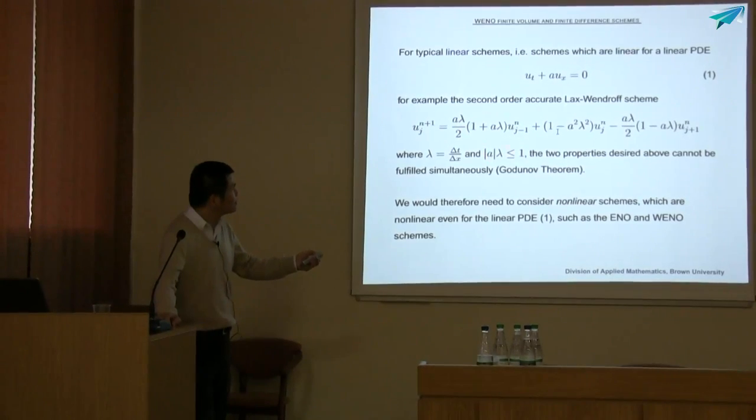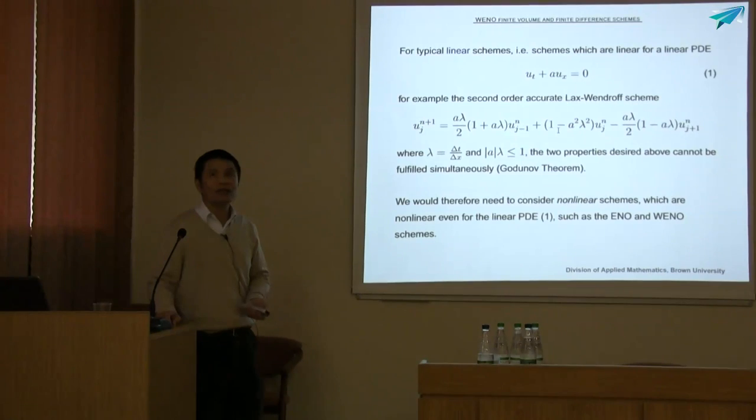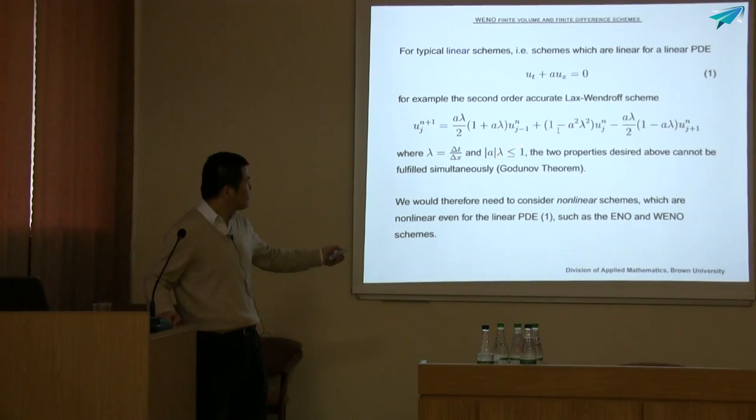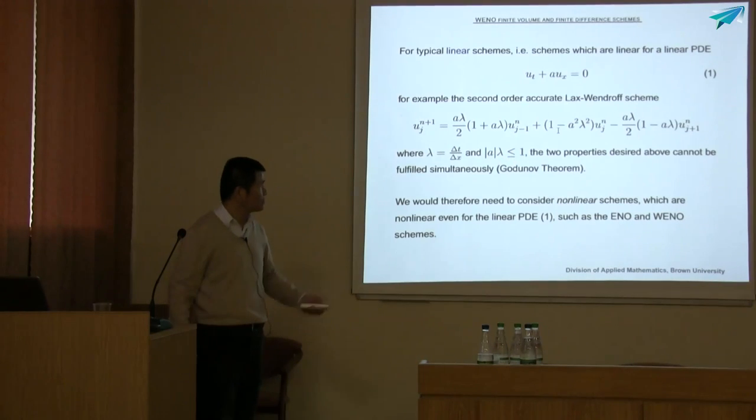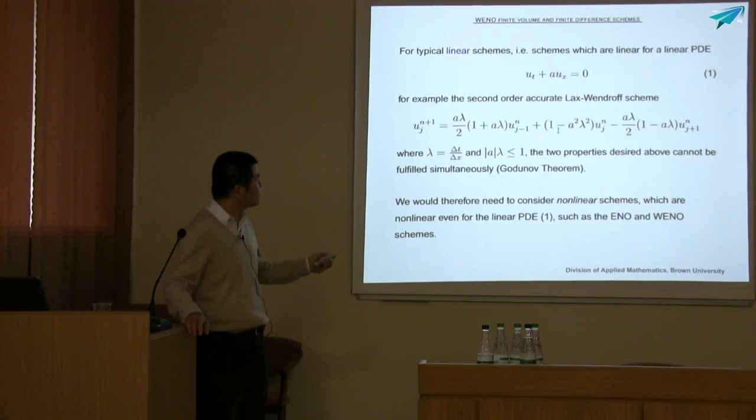And you can see that, first of all, you can check this scheme is stable only if you have this CFL condition, the absolute value of a times lambda is less than or equal to 1. Under this condition, you can easily see that at least one, actually exactly one, of the three coefficients will be negative.